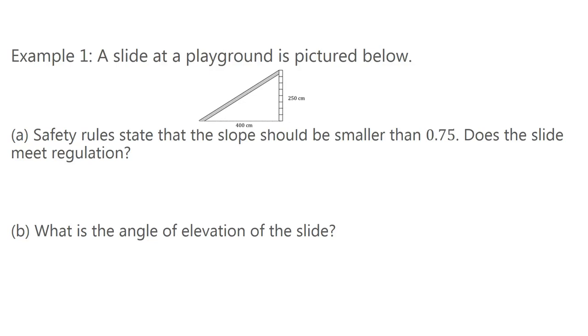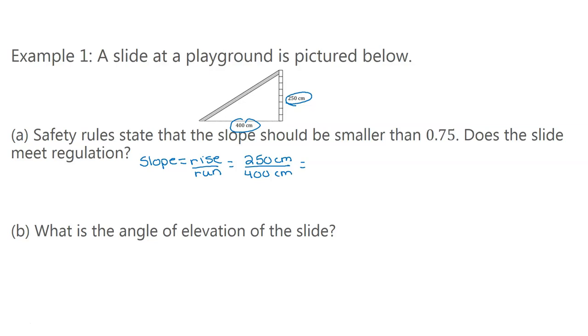Now for example 1, it says a slide at a playground is pictured below. Now for A, it says safety rules state that the slope should be smaller than 0.75. Does the slide meet this regulation? Well, let's find the slope and find out. Slope is rise over run. The rise is 250 centimeters. And the run is 400 centimeters.